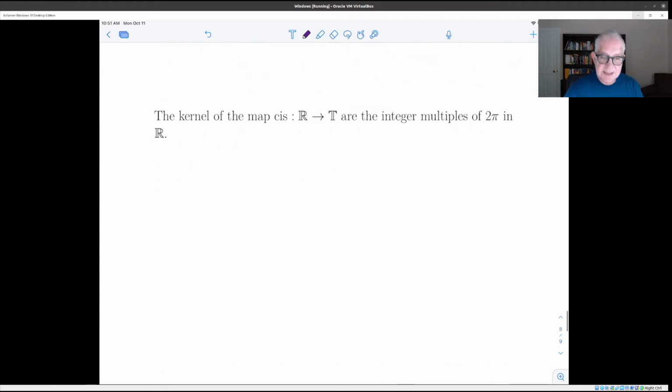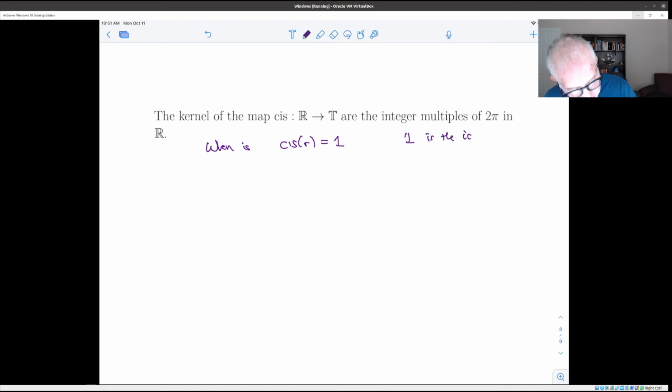What about the map cis from R to T? Well, here the condition is, when is cis of R equal to 1? Because 1 is the identity in T. Remember, T here is complex numbers of absolute value 1 under multiplication, and the identity element is 1. So what does it mean for cis of R to equal 1?